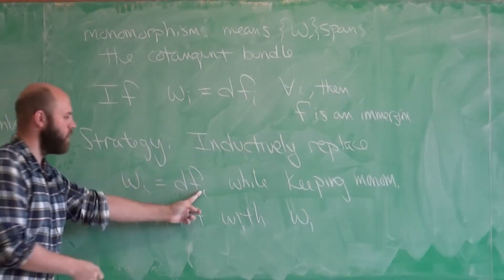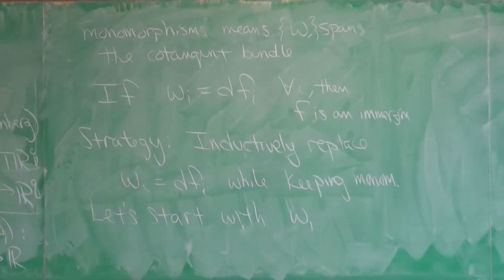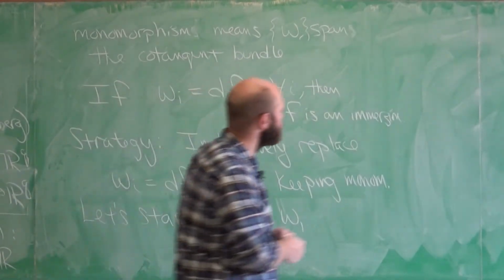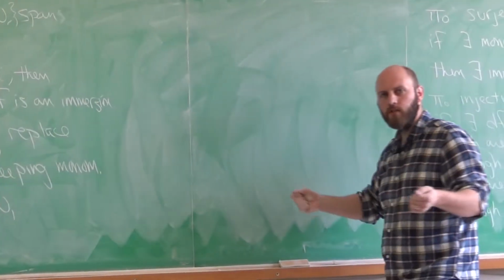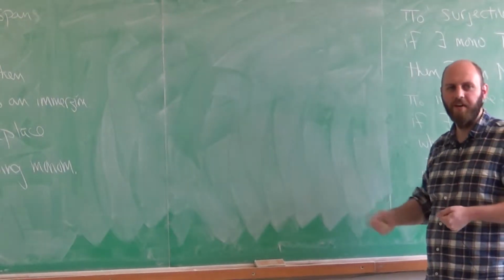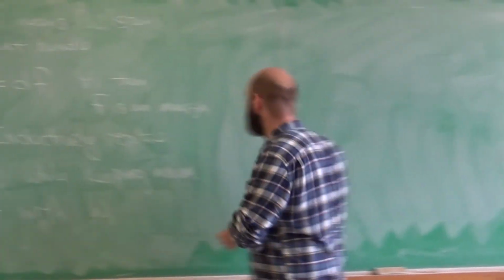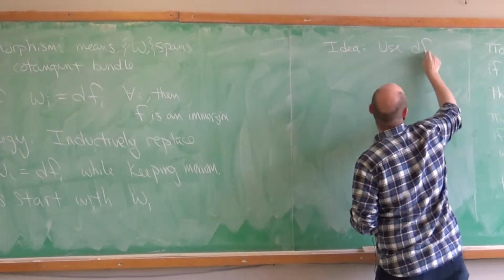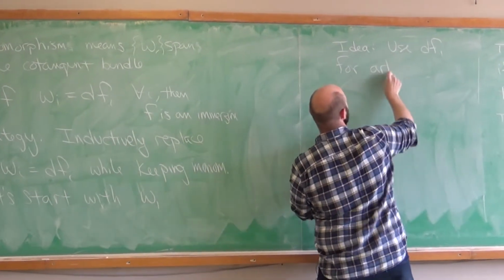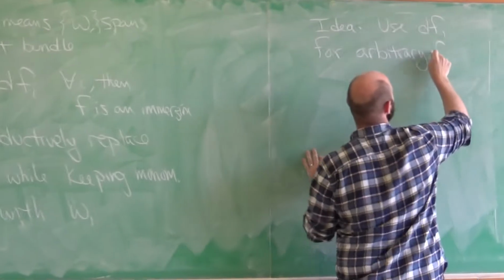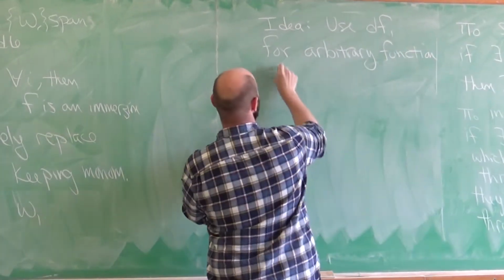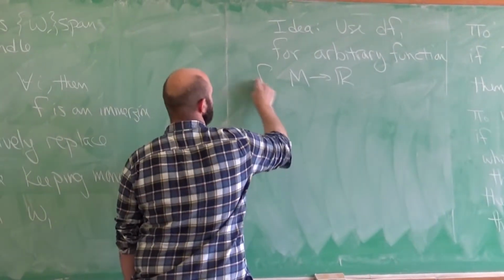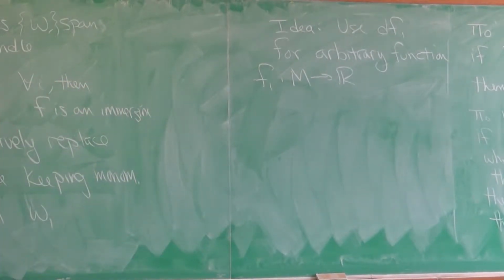And I want to replace omega_1 with dF_1 while keeping the condition that they still span the cotangent bundle. And let's do something very stupid and just pick an arbitrary function f_1 and see what happens. So, idea: use an arbitrary function f_1. Okay, but what could go wrong?